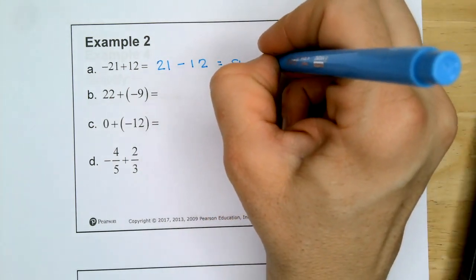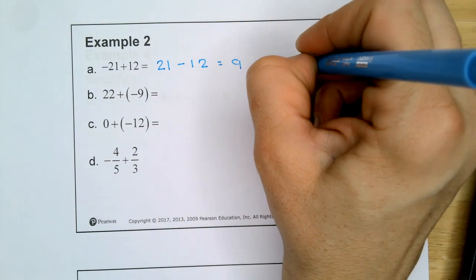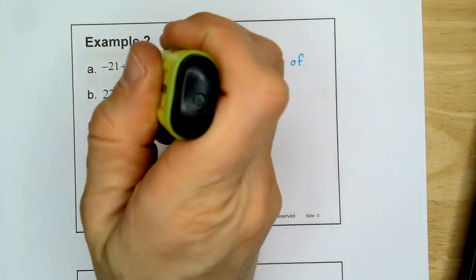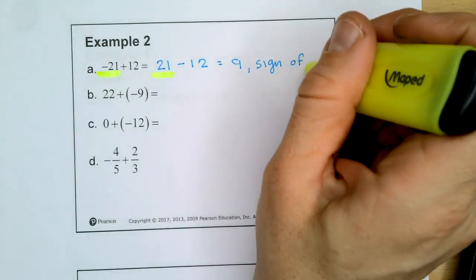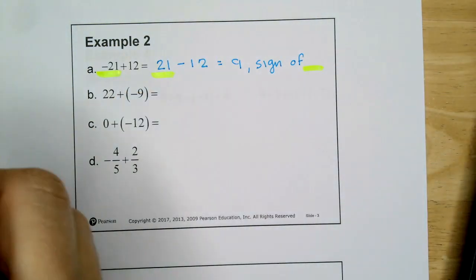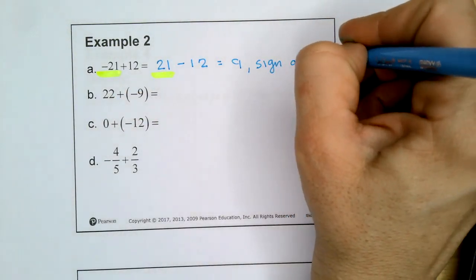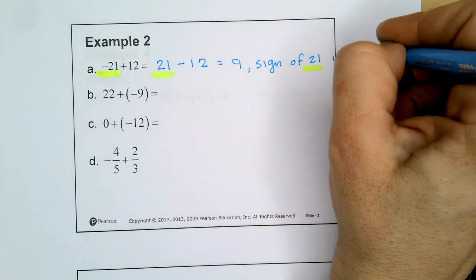The sign of my bigger number is negative, so it's a negative 9.